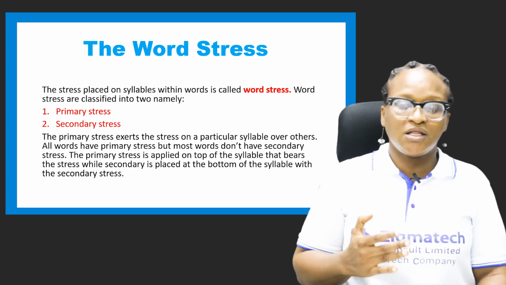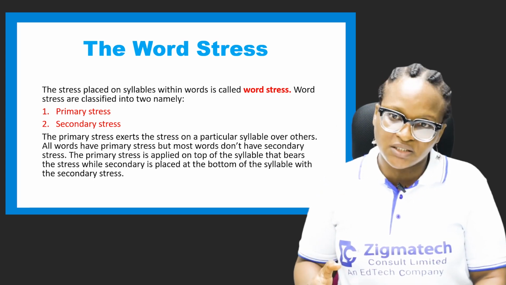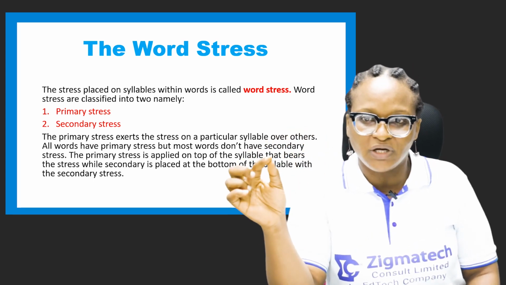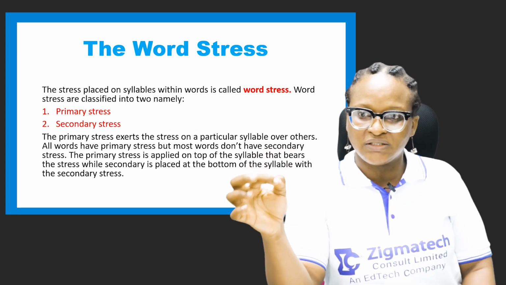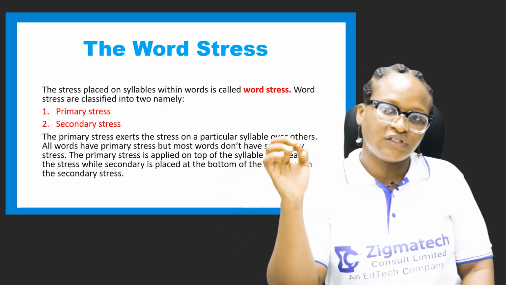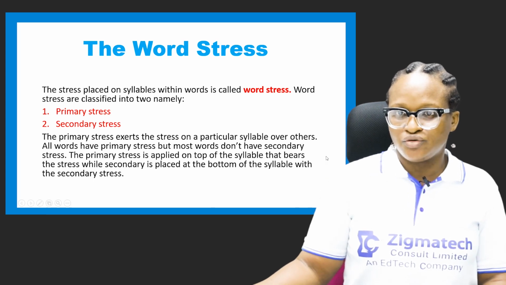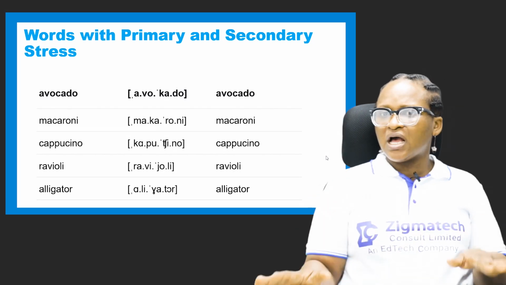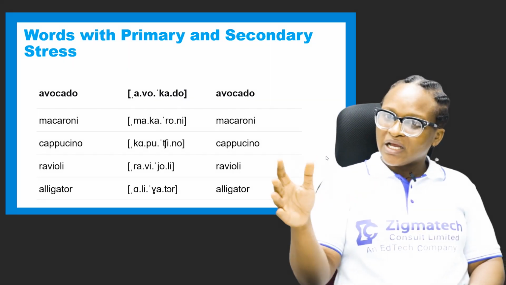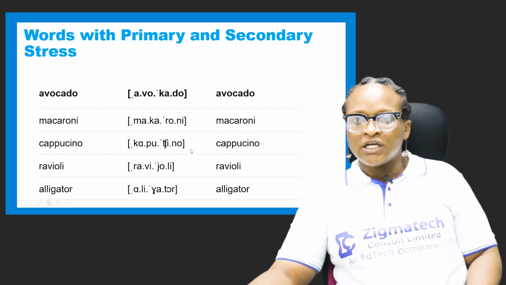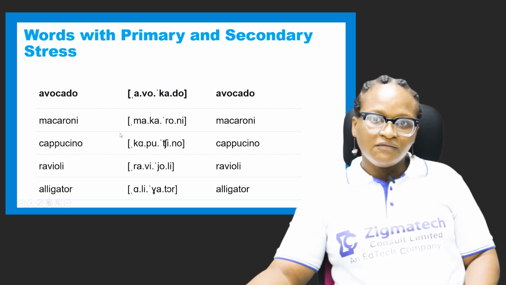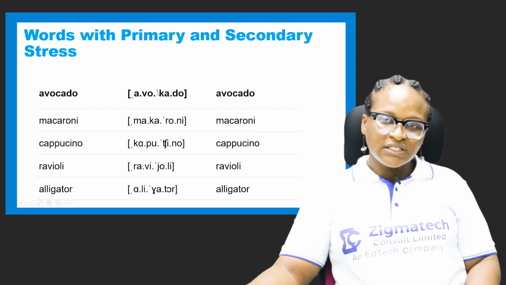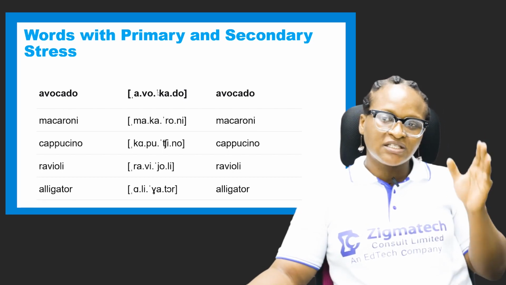As a matter of fact, the primary stress is more prevalent in words than that of the secondary. So the primary stress is applied on top of the syllable that bears the stress, while the secondary is placed at the bottom of the syllable with the secondary stress. Now, these are words with primary and secondary stress at the same time. Now, it's a perfect example, like I stated, it's just like a stroke. In the word avocado, this is the primary stress, which is more prevalent, which is sounded.